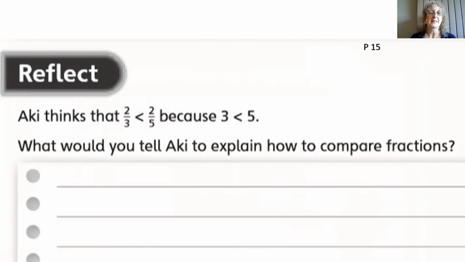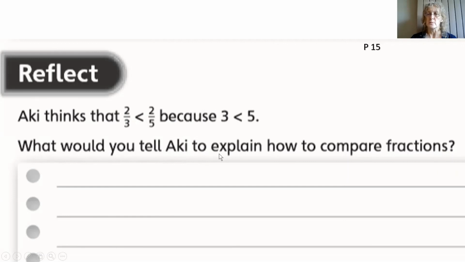Let's look at the reflect today. It says that 2/3 is less than 2/5 because 3 is less than 5. Which is right, 3 is less than 5. But remember, this is fractions. We're looking at this as fractions. My numerator is the same amount. They're both 2 parts. This is 2 parts of your thirds. This is 2 parts of your fifths. So, is he right? What would you tell Akai to explain how to compare fractions?